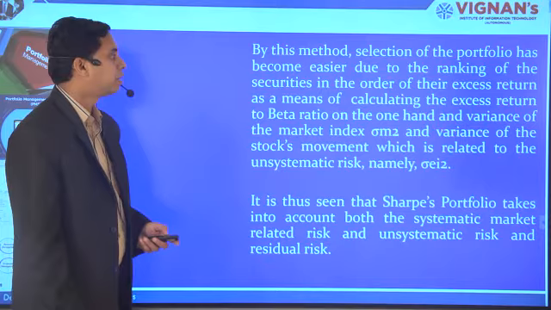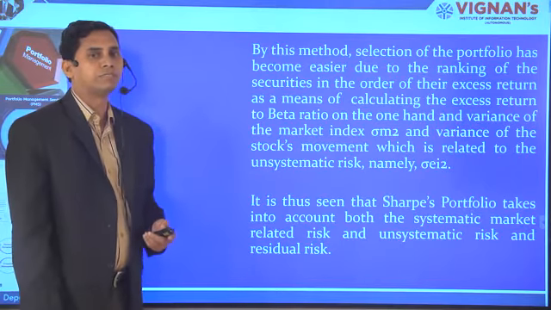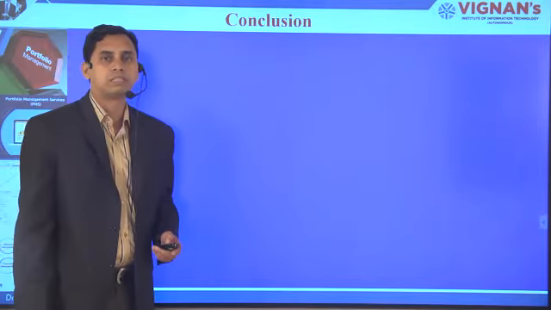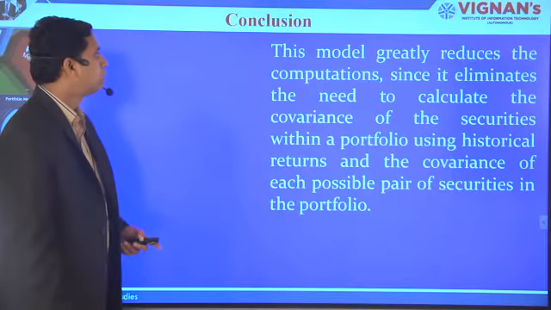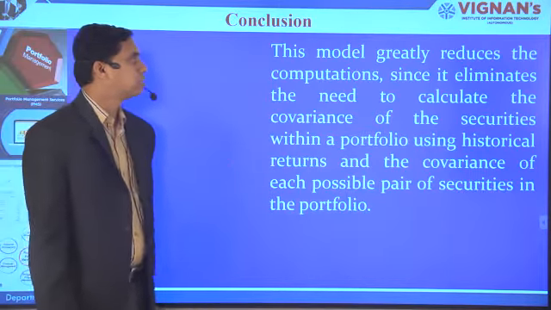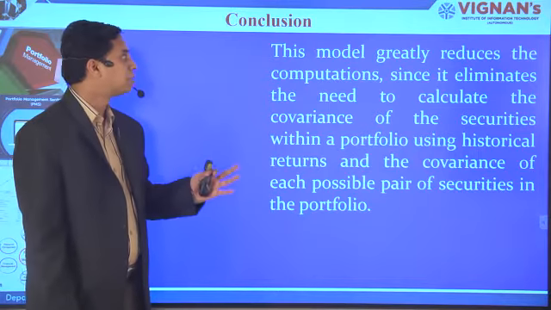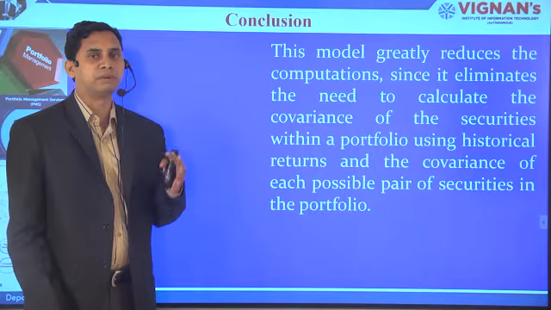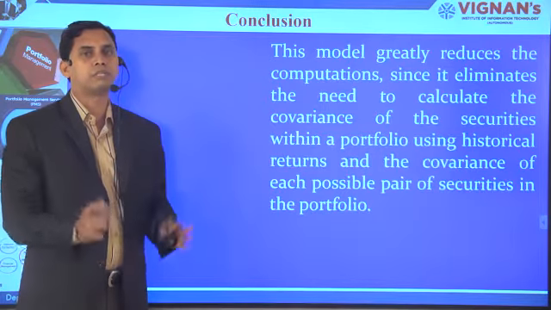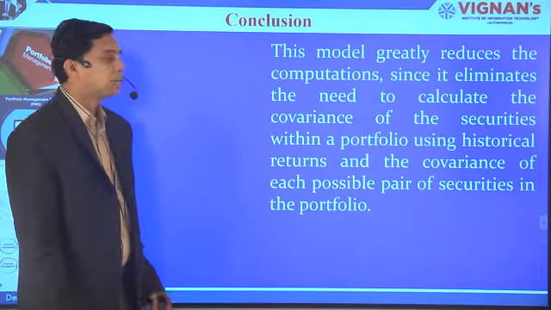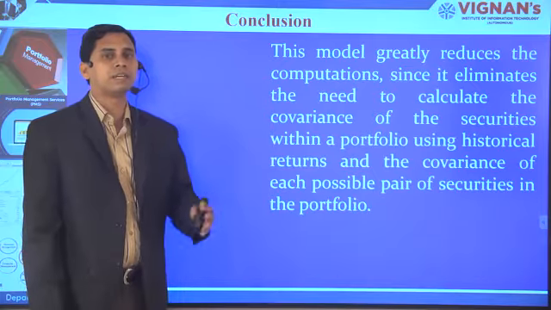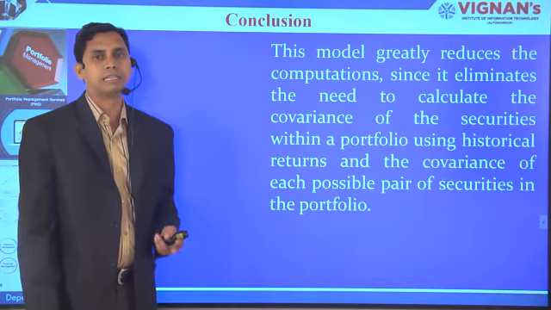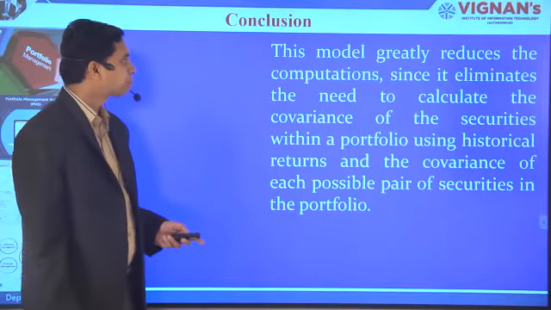By this process, we shortlist the different portfolios and find the optimal portfolio using the Sharpe single index model. Now let us conclude by saying this: the model greatly reduces the computations, because it eliminates the calculation of covariance between one security and the remaining securities of that particular portfolio, and it also efficiently considers the systematic risk, unsystematic risk, and other residual risks for calculating the return of a particular portfolio.